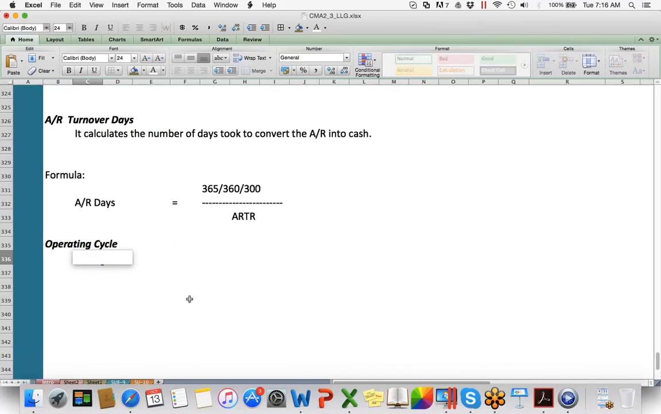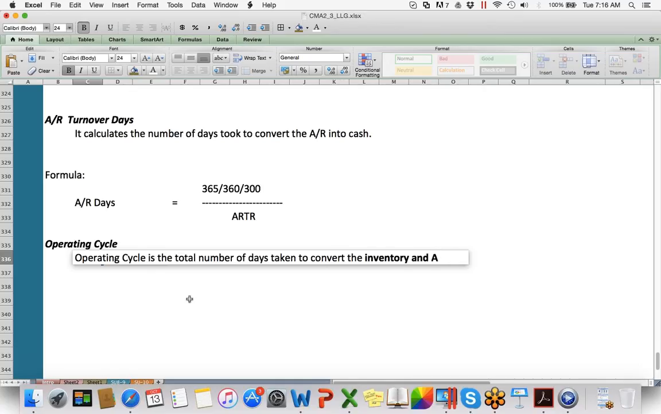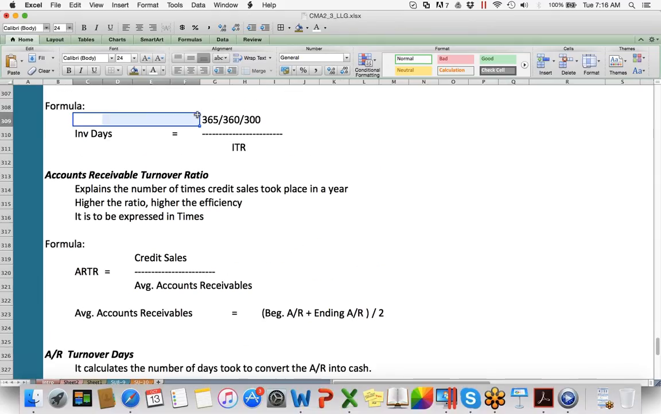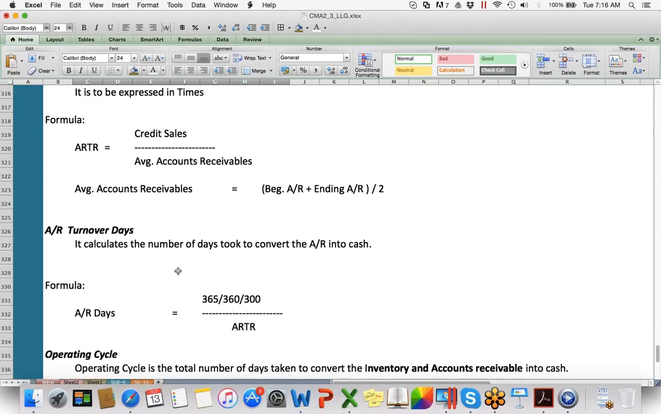Operating cycle is the total number of days taken to convert the inventory and accounts receivable into cash. So please remember, I said here inventory and accounts receivable means these days, inventory days plus accounts receivable days.